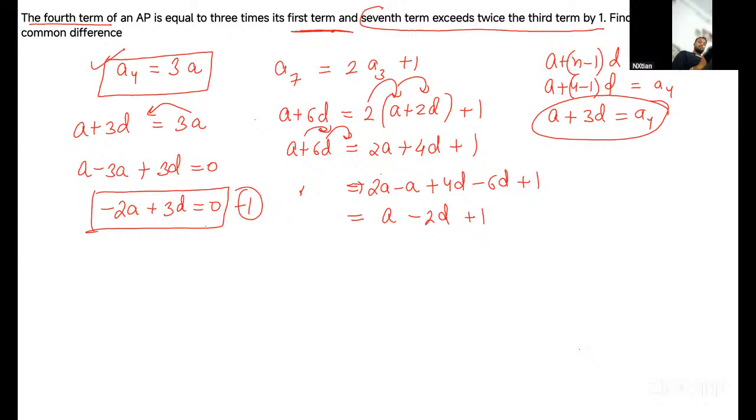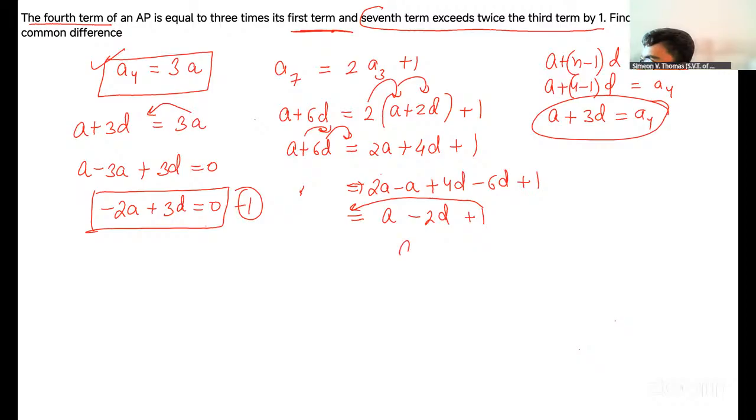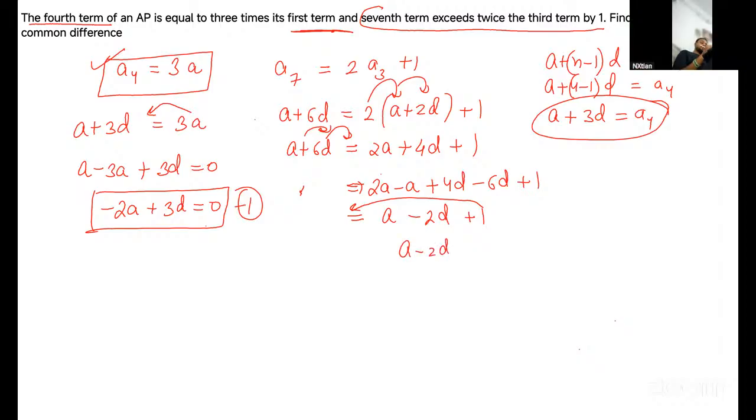Did you understand? Yes or no? Yes. And then I will send this to this side. So it will become A minus 2D is equal to minus 1. This is the second equation I got.